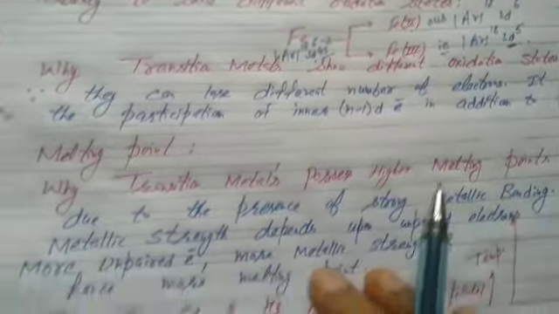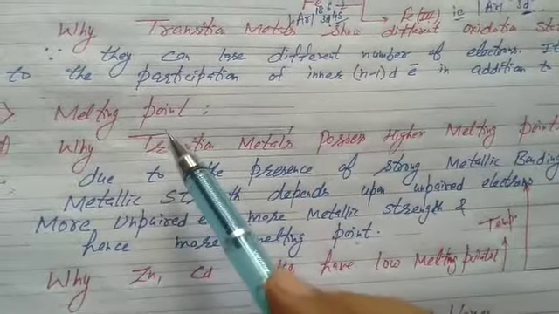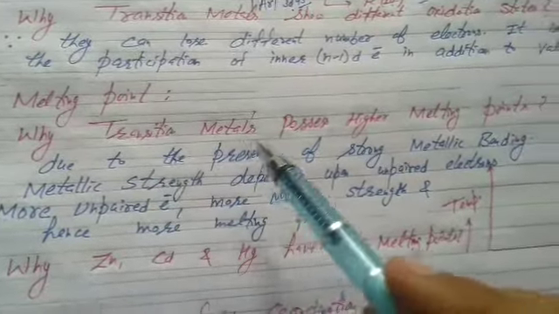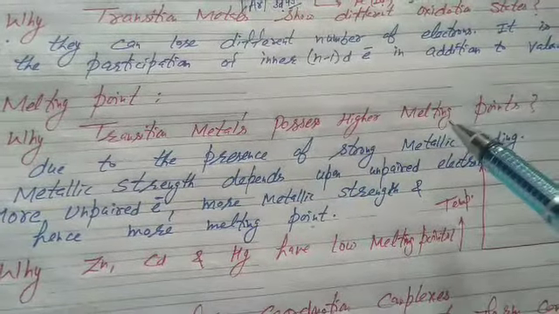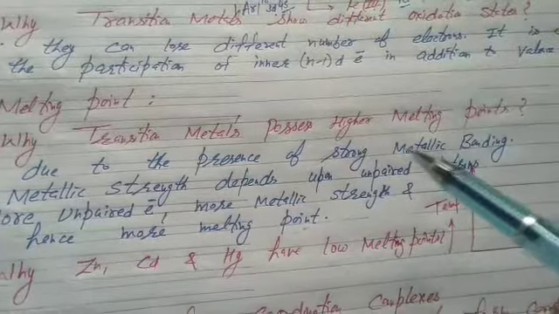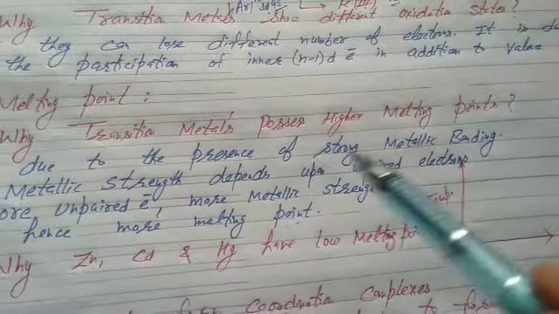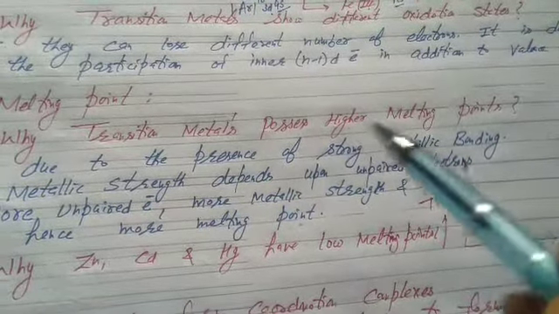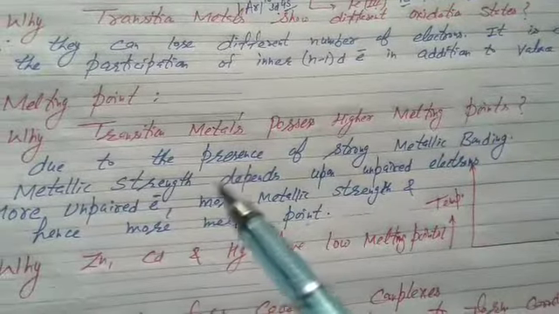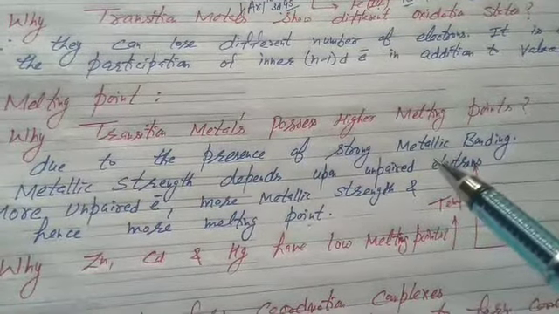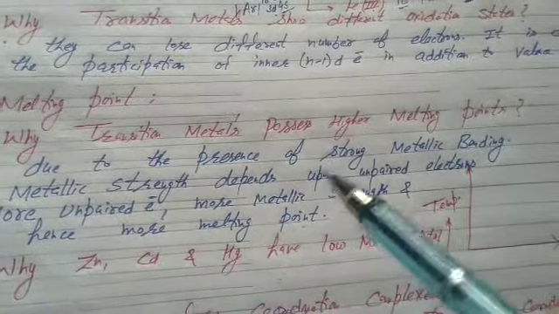The next property is melting point. Transition metals possess higher melting points. Higher melting point means strong metallic bonding. Due to the presence of strong metallic bonding, they have higher melting point, and the metallic strength depends upon unpaired electron. More unpaired electron, more metallic strength, and hence more melting point.